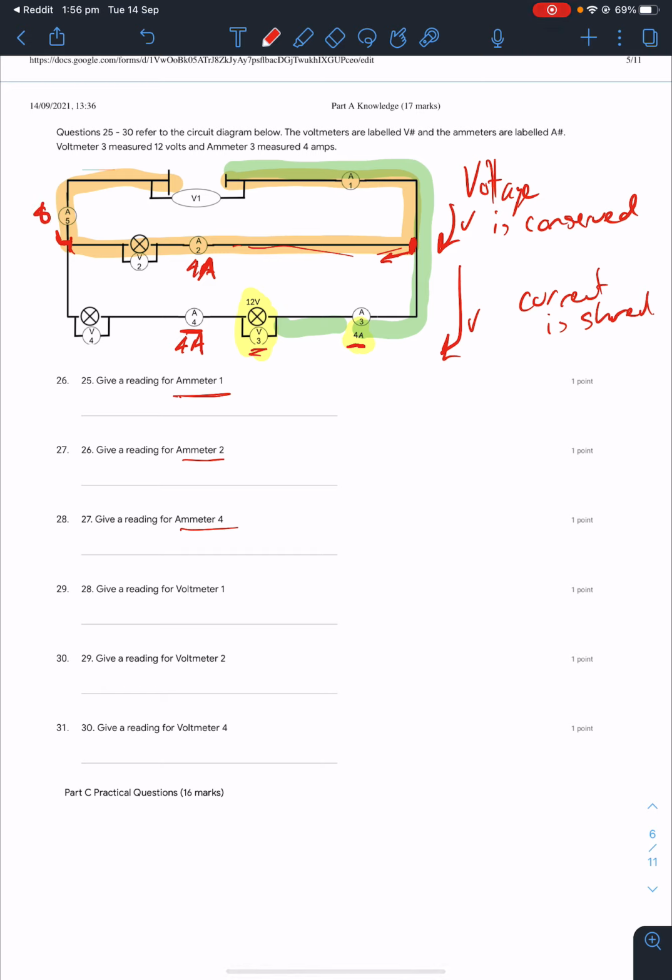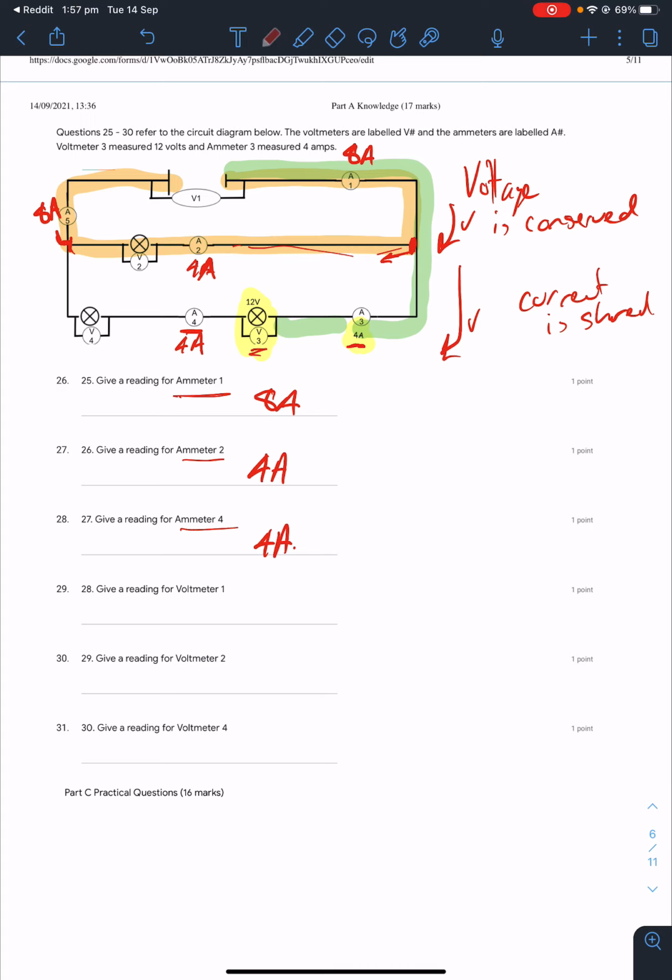So that one's going to be 8 amps, and the one that's back here before they split is also going to be 8 amps. So ammeter 1, looking at my diagram, it's right up the top, so it's 8 amps. Ammeter 2 is in that middle path, so it's got that 4 amps. And ammeter 4 is down the bottom there, so it's also getting 4 amps. I didn't ask about ammeter 5. Oh well. Let's think about voltage.